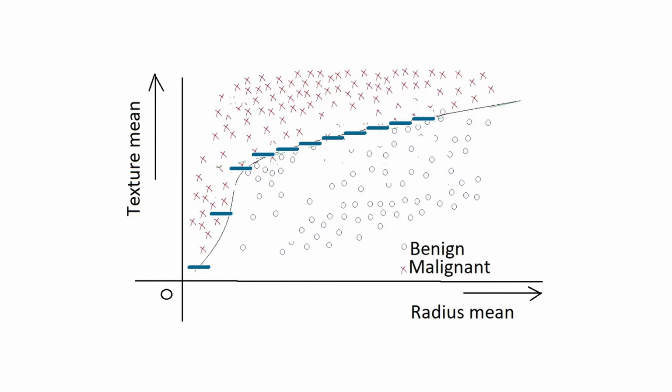In this case of biological data, it is malignant and benign forms of breast cancer. The input features are radius mean of the breast and texture mean of the breast.